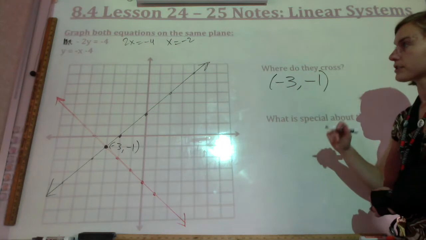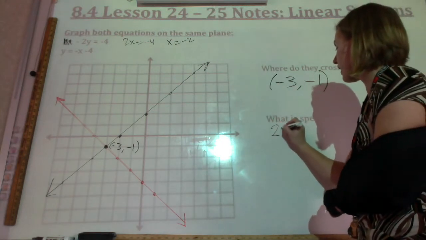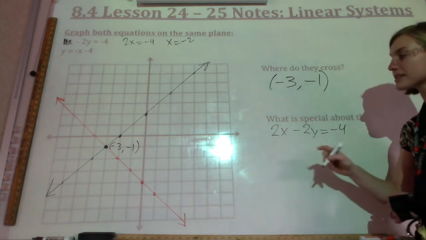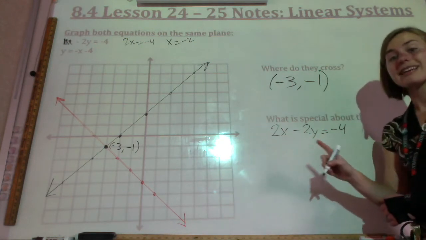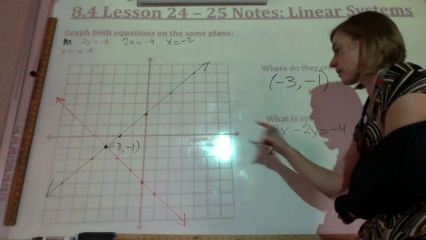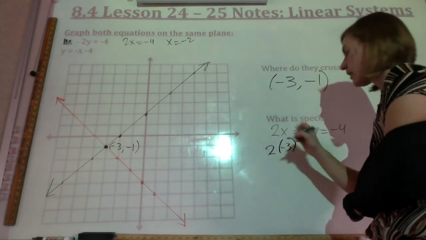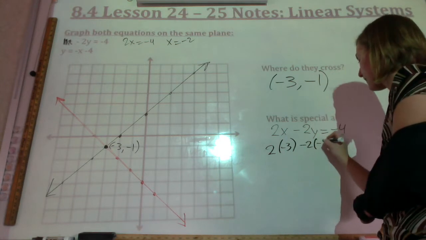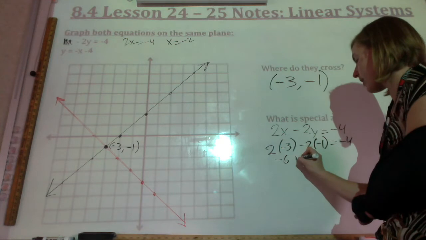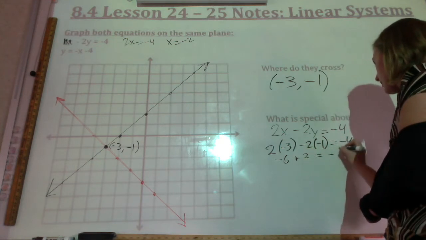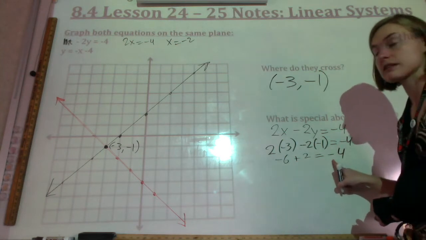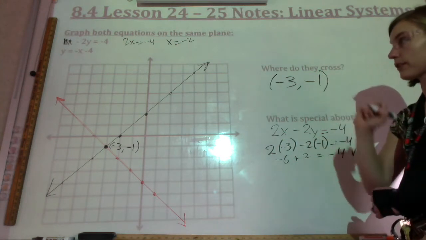So let's try the first equation. The first equation was 2x minus 2y equals negative 4. So I want to see if negative 3, negative 1 is a solution. And I'm going to do that by plugging them in. So we have a negative 3 for x, and we have a negative 1 for y. So that becomes negative 6. This becomes positive 2. And this is still negative 4. Does negative 6 plus 2 equal negative 4? Yes, it does. So that was a solution to the first equation.